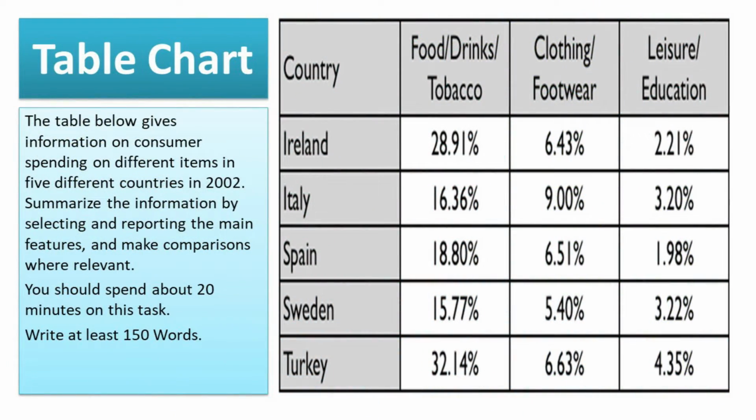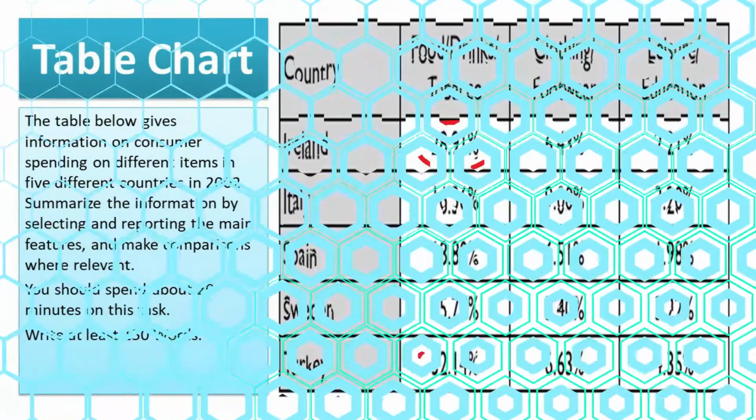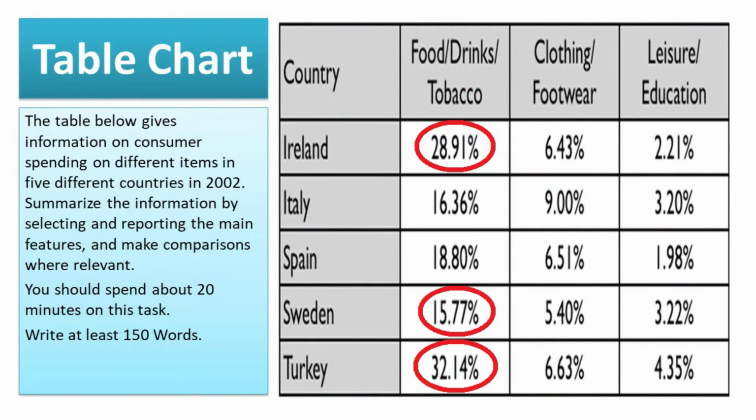Let's try to understand this with the help of the chart in front of us. In this chart, you can easily see that in the category of food, drink and tobacco, Turkey is the highest spender. Similarly, after Turkey, Ireland is also spending quite a significant amount. And the least spender is Sweden here. So these three figures are very important here.